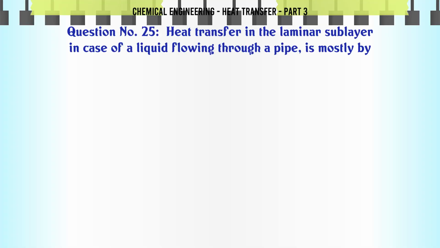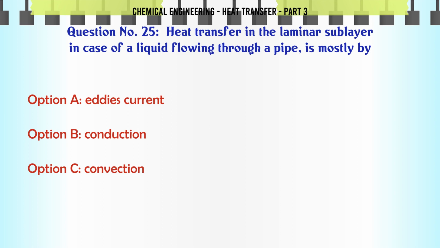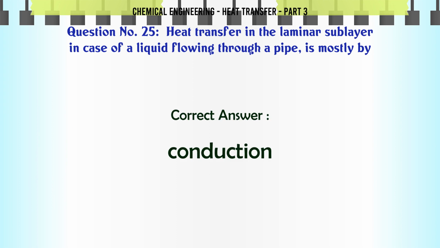Heat transfer in the laminar sublayer in case of a liquid flowing through a pipe is mostly by A. Eddy currents. B. Conduction. C. Convection. D. None of these. The correct answer is conduction.